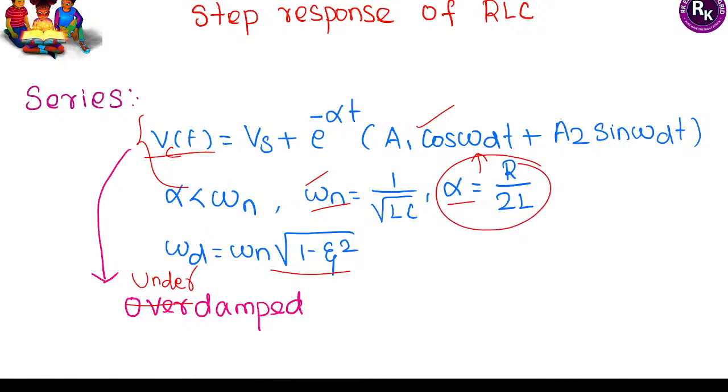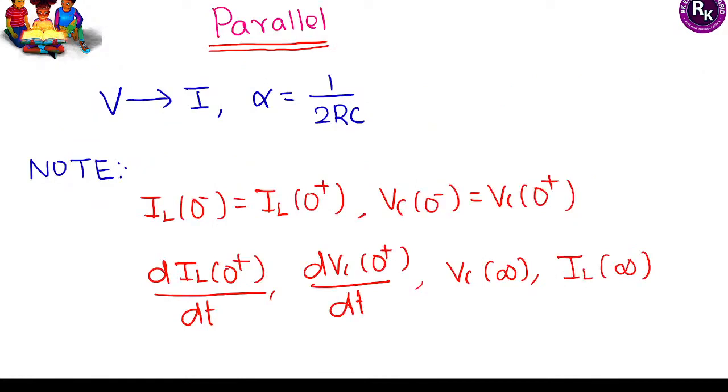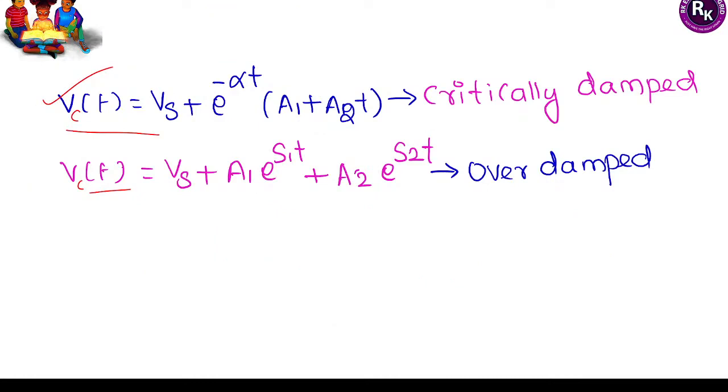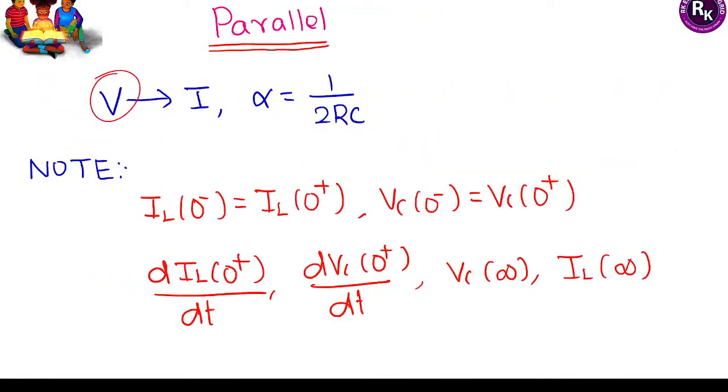So, in series RLC circuit, we have different types of systems. One is the underdamped system. For the critically damped system, this is the formula to obtain the voltage drop across the capacitor in the series RLC circuit. And this is the voltage drop across the capacitor in case of over damping. Next, while going to parallel circuit, whatever formulas we have seen here, replace the voltage by current. You will get the expression for parallel circuit for under damping, critical damping, and over damping.